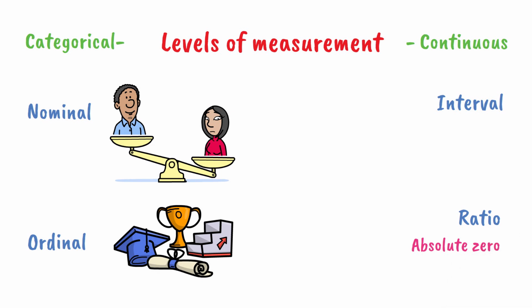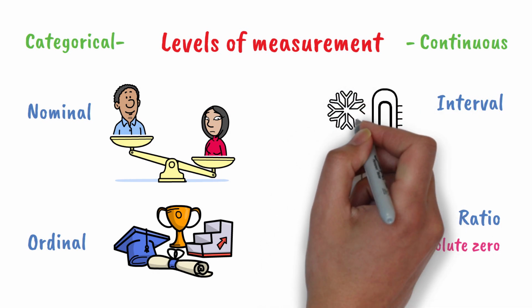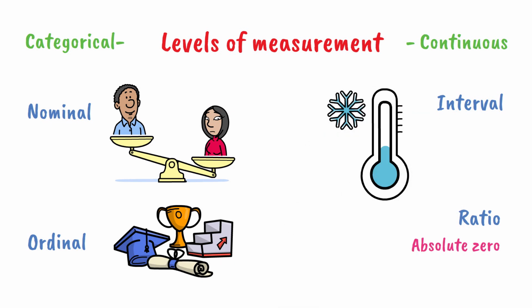Ratio variables have an absolute 0. Take height, for instance. 0 height means the absence of height, and if someone is 2 meters tall, they are indeed twice as tall as someone who measures 1 meter. That's ratio data. Interval data, on the other hand, doesn't have a true 0. Take the temperature in Celsius. 0 degrees doesn't mean there's no temperature, and you can't say that 20 degrees is twice as hot as 10 degrees. But what you can say is that the intervals between measurements are always the same. The jump from 10 to 20 degrees is equal to the jump from 20 to 30.